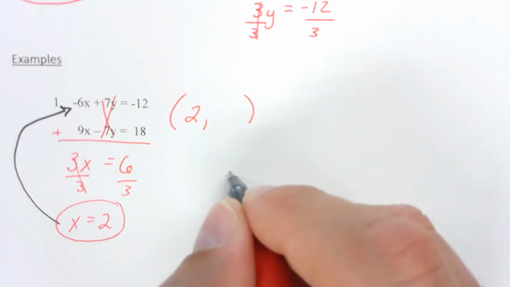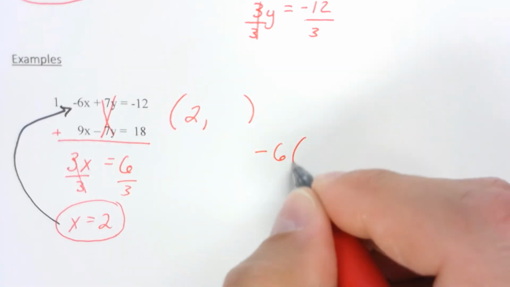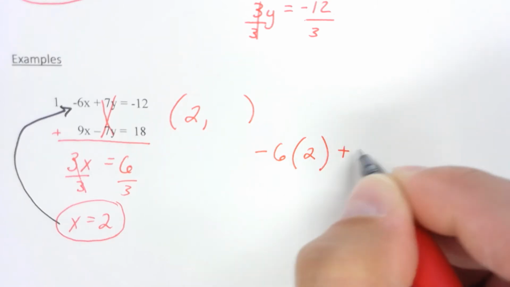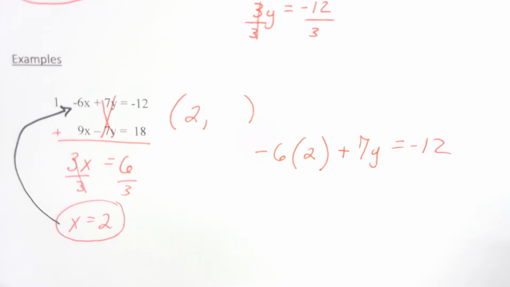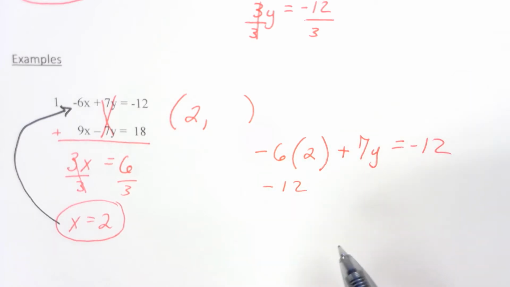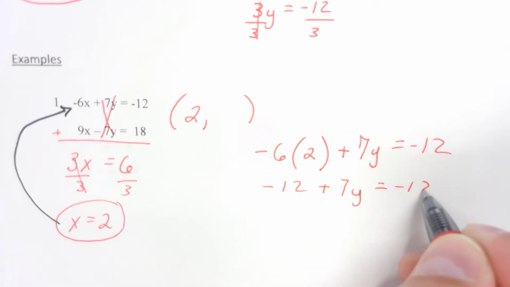So I'm going to write this out. Negative 6x, well, we know x is going to be 2, plus 7y equals negative 12. And again, you're just putting like terms together. Negative 6 times 2 is negative 12, plus 7y equals negative 12.